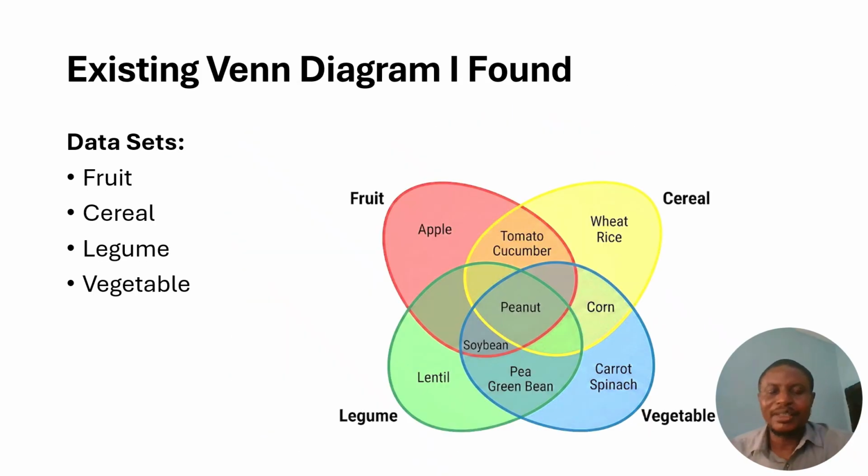You can see that it has four data sets. It's a Venn diagram of crops with four data sets of fruits, cereals, legumes, and vegetables colored distinctly. The fruits red, the legumes green, the vegetable blue, and the cereal green. You can see that within each set, there are examples of crops within each set.